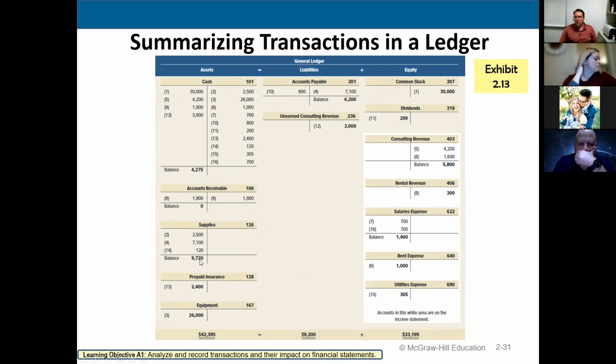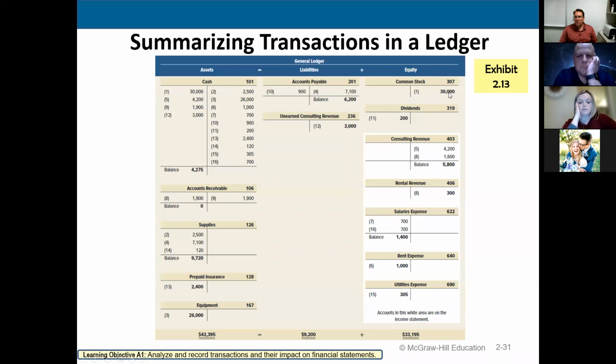We have a 9,720 debit balance in supplies, 2,400 in prepaid insurance, 26,000 in equipment, 6,200 credit balance in accounts payable, $3,000 credit balance in unearned consulting revenue. And then we have our common stock. That's the money the owners put in, and the dividends, the amount we paid out to the owner. We have our revenues and our expenses. So this is a summary of all the transactions in the ledger.